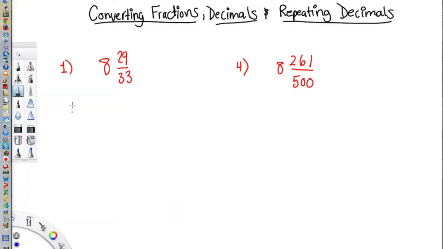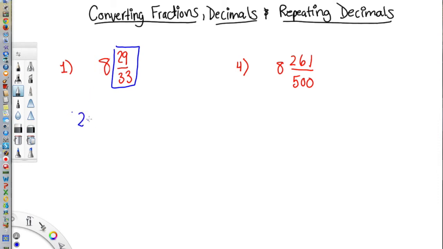Girls, let's start with number 1 from our homework. We'll be converting fractions to decimals first. We know that every fraction is really a division problem, and that's even true with mixed numbers. Here we have the mixed number 8 and 29/33. We're going to focus on the fraction part and just hold off on the whole number.